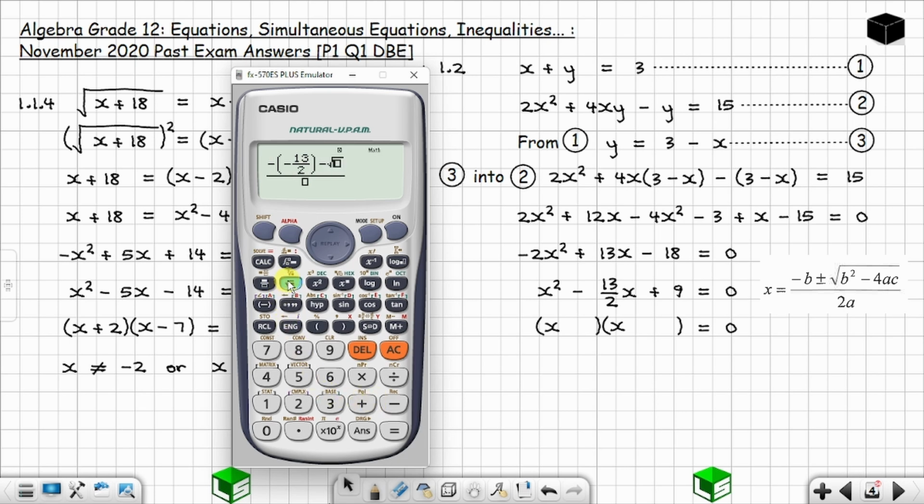And then you have the square root sign. And then you have b squared. So b is negative 13 over 2 squared. And then you have minus 4ac. So it's minus 4a. What is a? A is 1. And what is c? C is 9. Okay. Over 2a. What is a? A is 1. And so you have 2.